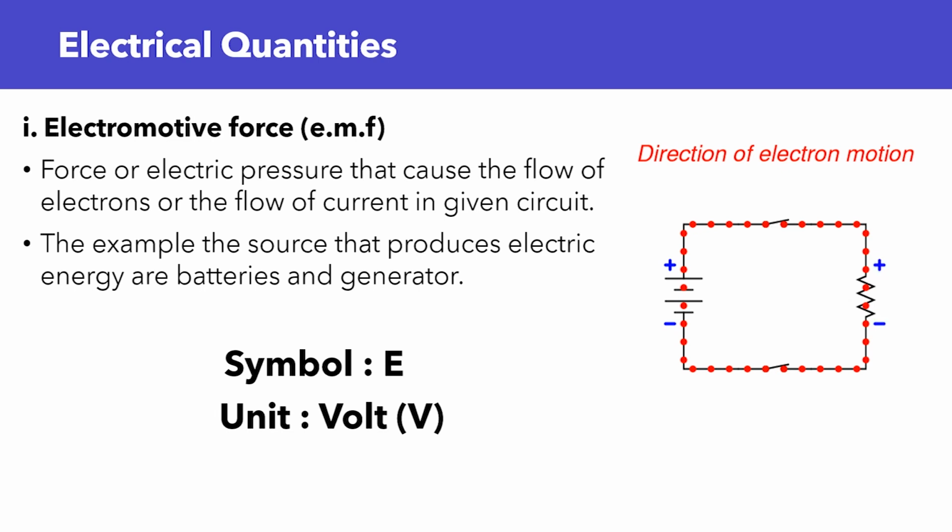Force or electron pressure that causes the flow of electrons or the flow of current in a given circuit. For example, the sources that produce electric energy are batteries and generators. The symbol for EMF is E and the unit is volt. As you can see, volt also refers to voltage.